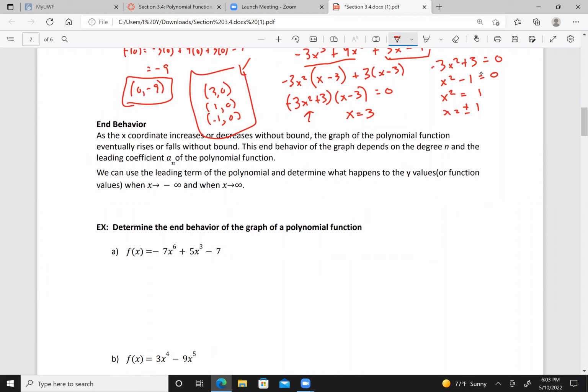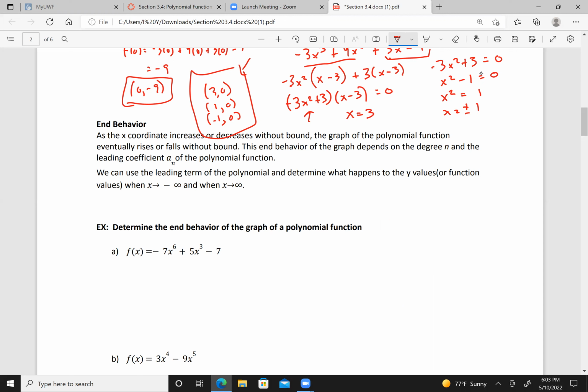As the x-coordinate increases or decreases without bound, the graph of the polynomial function eventually rises or falls without bound. In other words, it may go like this, it may go like that. That's decreasing without bound. It may go like this, it may go like that. That's increasing without bound. And it could either increase or decrease. That's what we're talking about.